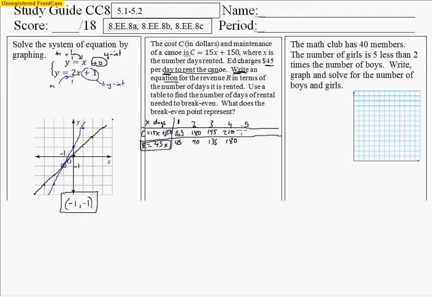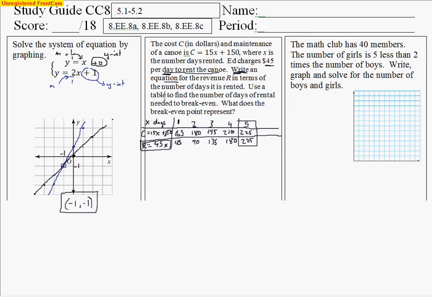So let's try the 5th day. 5th day is $225 to rent the canoe, and 45 plus 180 also gives me 225. So this is the break-even point, when the cost equals the revenue, and that's on the 5th day.